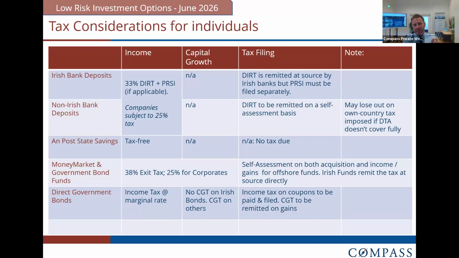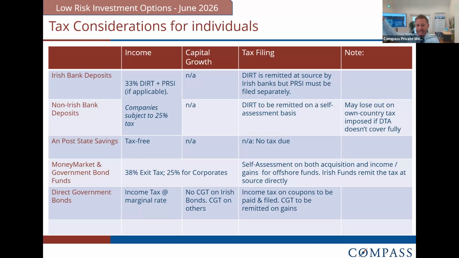But tax filing is very important. If you're investing, for example, in bond funds or government bond funds, you need to let Revenue know, or your accountant or tax advisor know about that purchase. You also need to self-assess on any income or gains within that. Whereas if you went directly into an Irish fund, it's their job to remit that directly to Revenue on your behalf, so there's a time and cost saving by doing that.